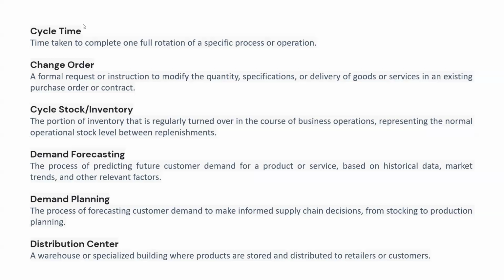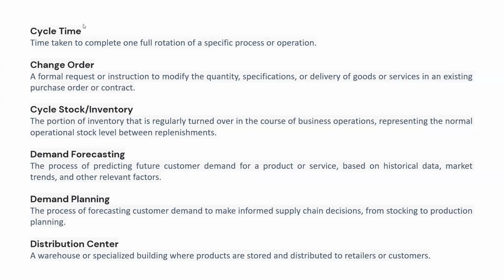Then is cycle time. The time taken to complete one full rotation of a specific process or operation. Then is change order, a formal request or instruction to modify the quantity, where the order has already been placed. So a change order refers to a situation where you ask the supplier, vendor or seller to adjust the quantity, specifications or delivery of the goods or services.